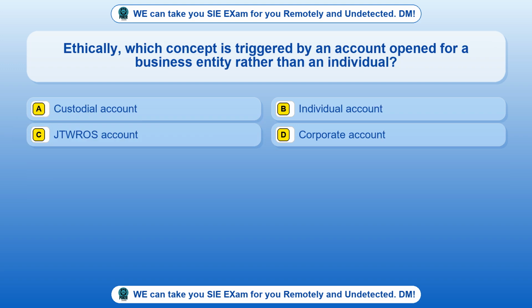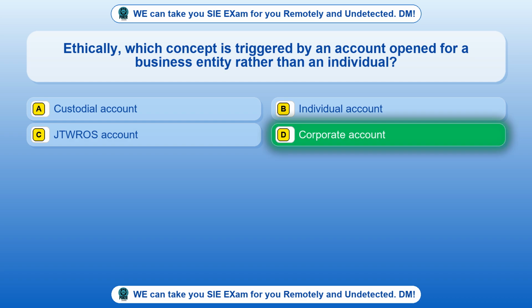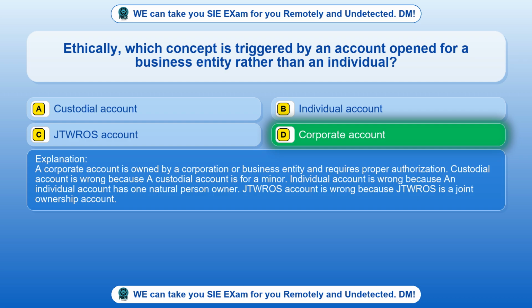Question 96. Ethically, which concept is triggered by an account opened for a business entity rather than an individual? Option A, custodial account. Option B, individual account. Option C, JTROS account. Option D, corporate account. The correct answer is option D, corporate account. A corporate account is owned by a corporation or business entity and requires proper authorization.